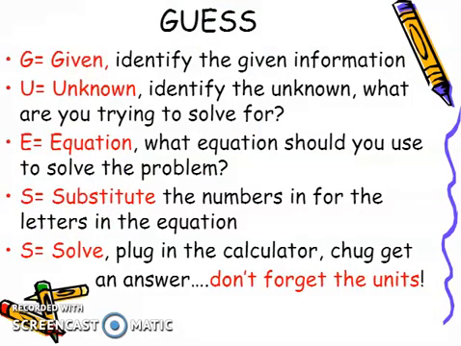I want you guys to look at this. It says GUESS. GUESS stands for given, unknown, equation, substitute, and solve. When you go to solve an equation, first identify what has been given to you. What is your unknown? What are you trying to solve for? Then, what is the equation you're going to use? Then you substitute the numbers in for the letters in the equation, and lastly, you solve it. You plug it into the calculator, plug and chug, you get the answer, and don't forget to use your units.